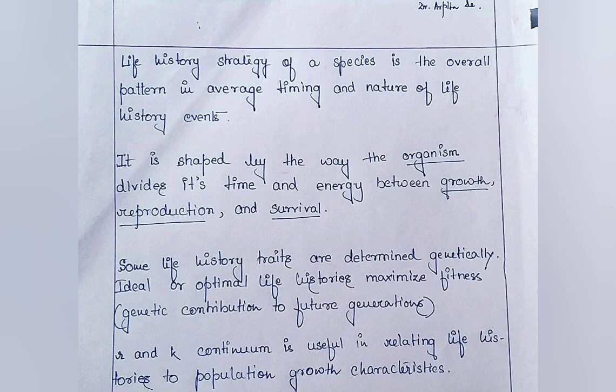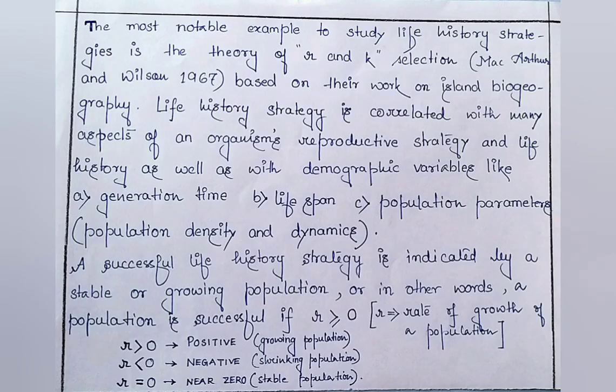R and K continuum is useful in relating life histories to population growth characteristics. The most notable example to study life history strategies is the theory of R and K selection, which was given by MacArthur and Wilson in 1967. This was based on their work on island biogeography.